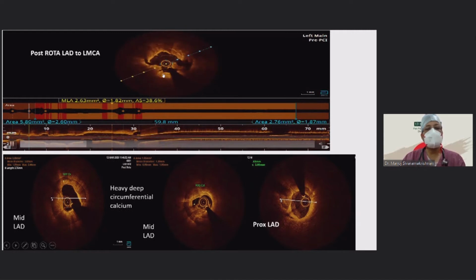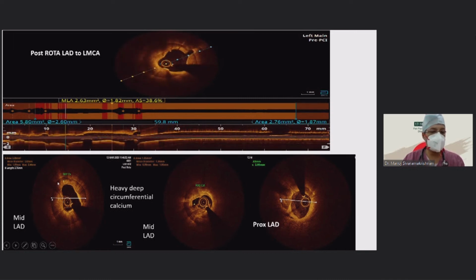So this is the post-rotablation OCT. You could see in the LAD there is a very circumferential, deep and dense calcification which is cut. And you will appreciate in the mid LAD there is a 360-degree heavy and thick calcium which is continuing up to the proximal LAD with almost very dense calcification.